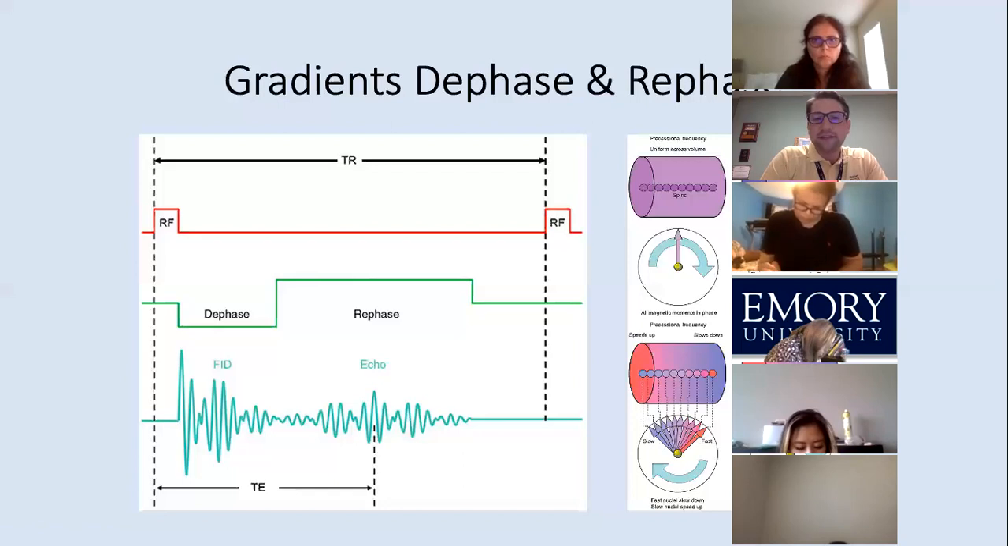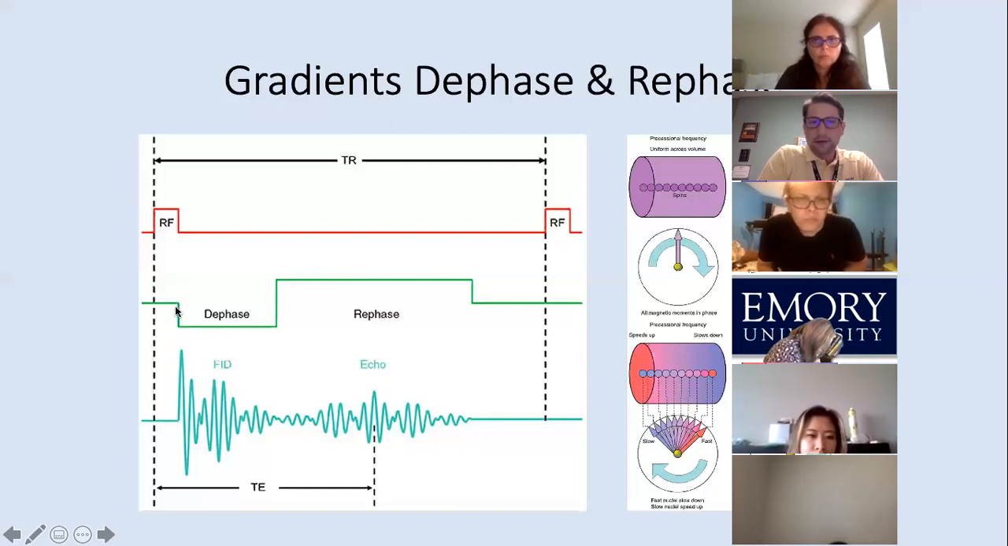So this dephasing can also be called spoiling. Our spins are going out of phase with each other. And then this rephasing lobe could also be called rewinding. So just a couple other words that you could use.